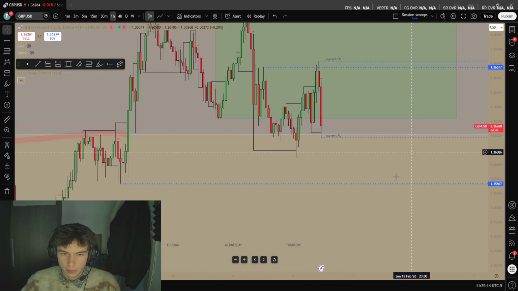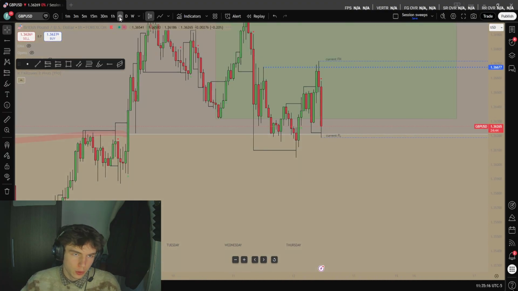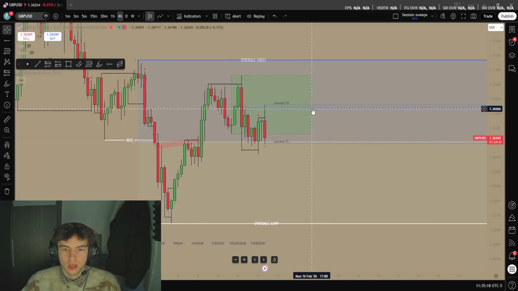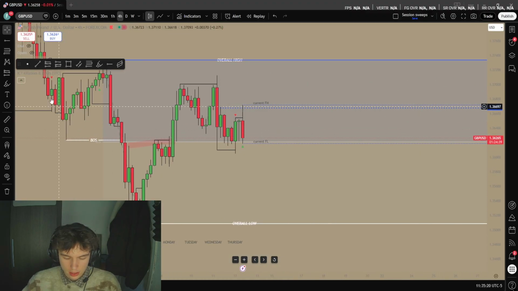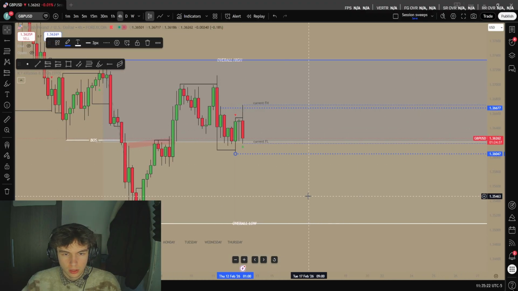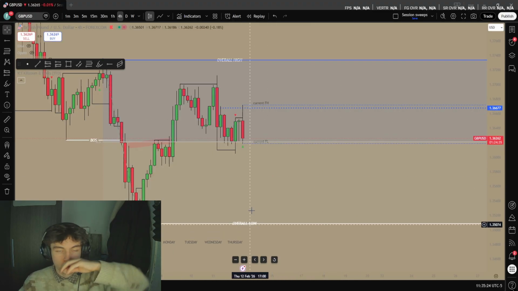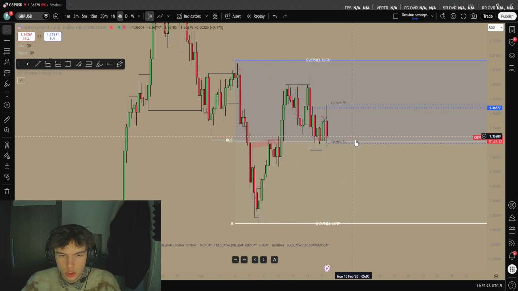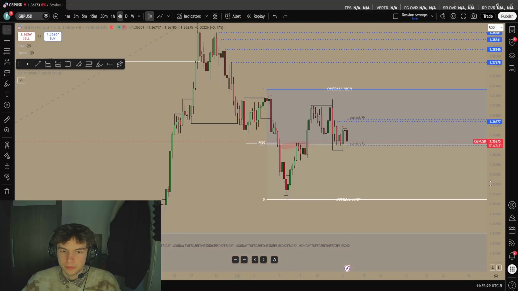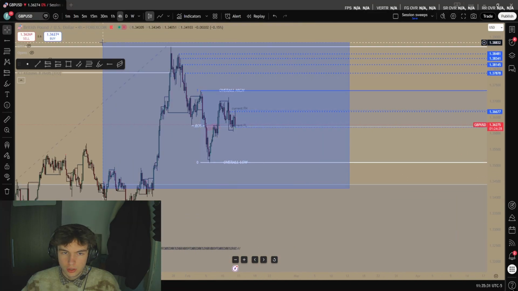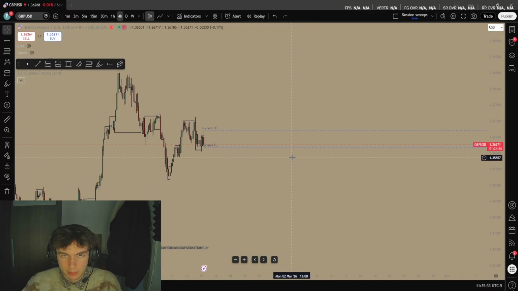So what am I monitoring now? How is price going to react from those 4 hour demand zones? Right, you can see once we close below this low, we can be looking for a retracement back in towards the upside to then take another short. Let me go on another pair so I can give you guys another example.